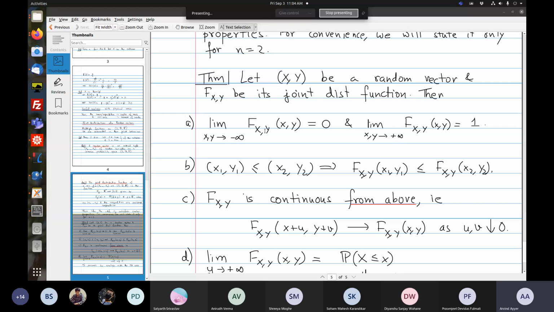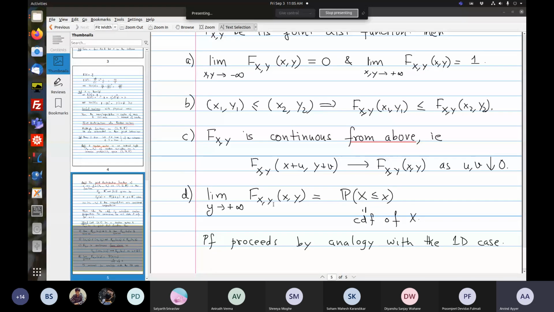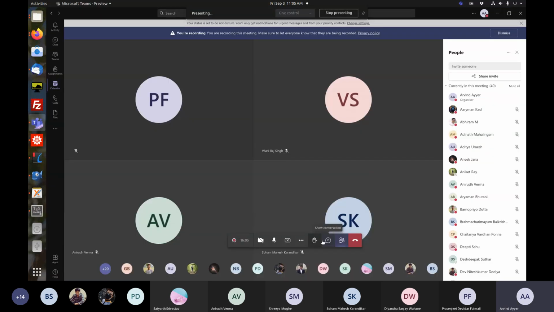Is there any non-trivial set that belongs? That's the kind of question you want to ask. And it satisfies the same kind of weak increase and right continuity. Now part D is something new. It says that if you take one of the coordinates to infinity, then you get the CDF of the other. Of course, I'm just talking about two variables; this kind of thing generalizes in the obvious way. I am going to skip the proof because it is by complete analogy with the one-variable case. Are there any questions about this statement of the theorem?